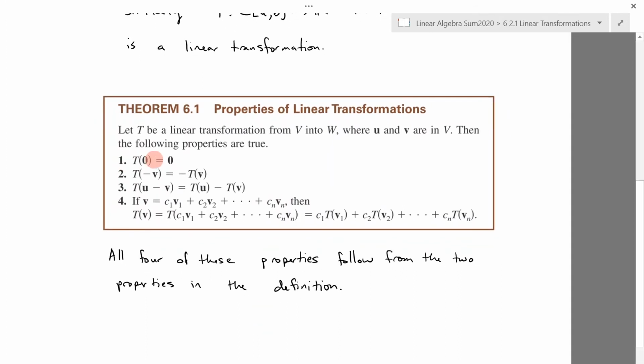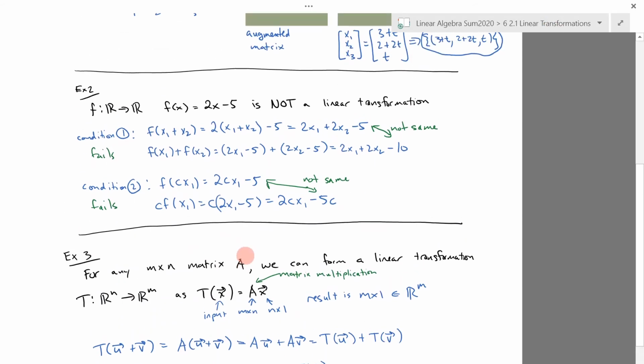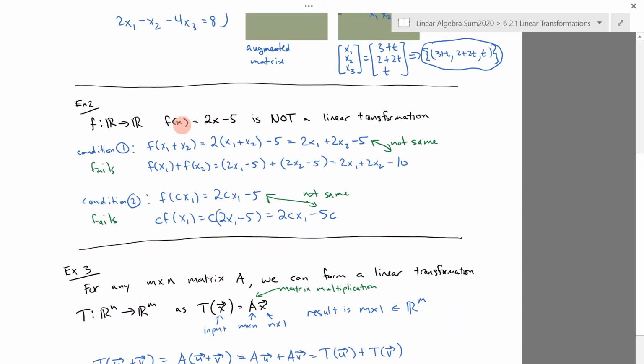So property 1 is especially useful because all linear transformations have to satisfy property 1 here. An easy way to check to see if something is a linear transformation is to see if the 0 vector is transformed to the 0 vector. So going back to this previous example here, you can see that f of 0 is not 0. So f of 0 is not equal to 0, and so from this you can see that it can't be a linear transformation.